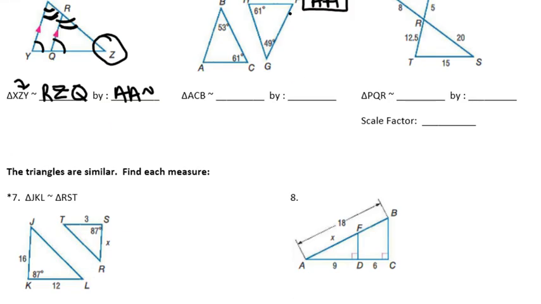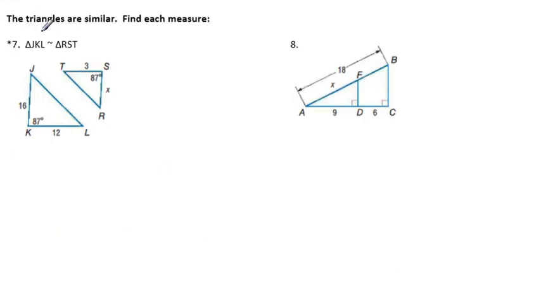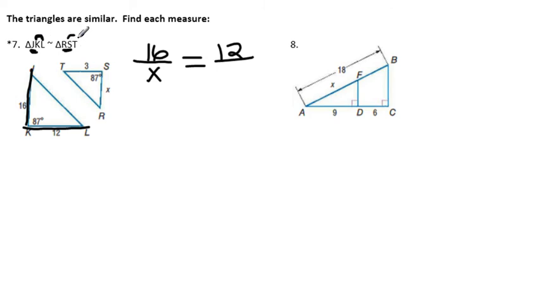Number 7, they tell us that the 2 triangles are similar. So in order to find each measure, or find each variable, we're going to use our similarity statement to set up a proportion. We can take side JK, which is 16, and JK is the first 2 letters, so it's going to go over side RS, the first 2 letters, which is x. Side KL is 12, K to L, second and third letter, should go over ST, second and third letter, and ST is 3.